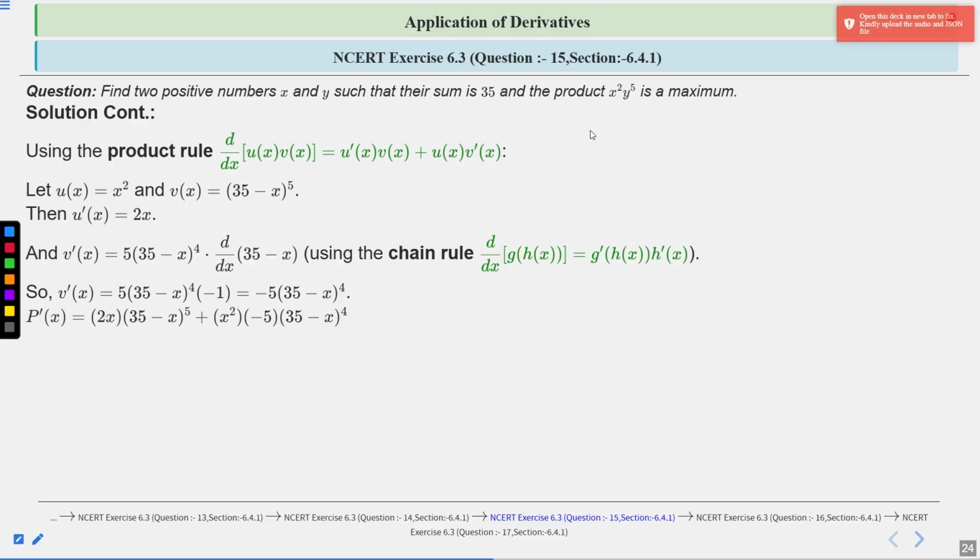So we can say that P dash x will be equal to 2x into (35 minus x) whole to the power 5 plus x square into minus 5 into (35 minus x) whole to the power 4, which is 2x into (35 minus x) whole to the power 5 minus 5x square into (35 minus x) whole to the power 4.